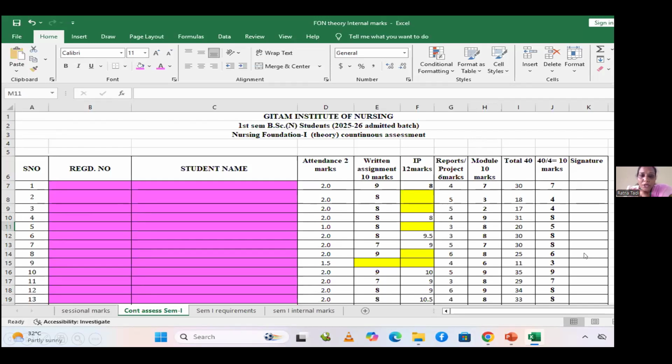We make sure in our university that we get the signature from the student, because they have the full right to know what their internal mark is and how we assess them, and we maintain that transparency. So we get the signature from students so that when the result comes, they should not be in panic mode and they should not put us in panic mode. So we make sure that we get the signature from students.